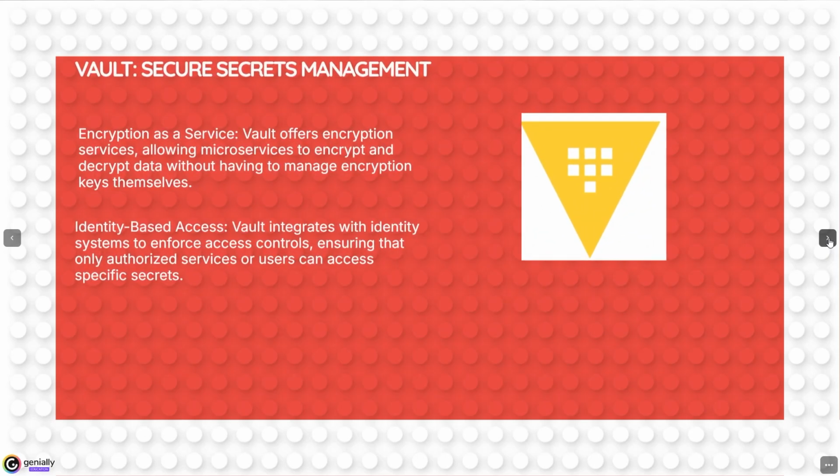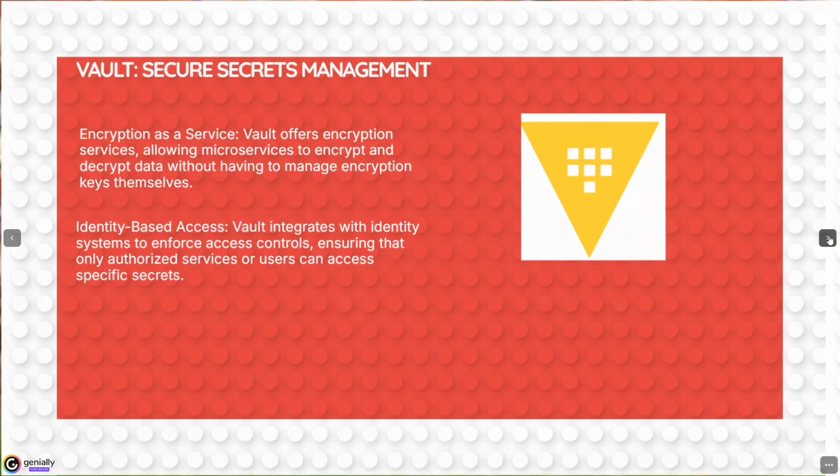Next one is encryption as a service. Vault offers encryption services, allowing microservices to encrypt and decrypt data without having to manage encryption keys themselves. Next one is identity-based access. Vault integrates with identity systems to enforce access controls, ensuring that only authorized services or users can access specific secrets.